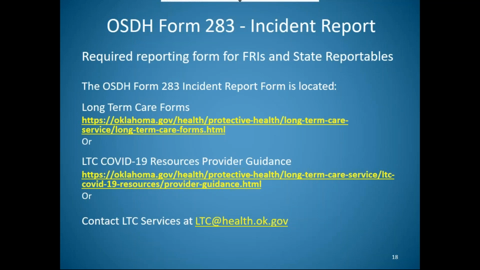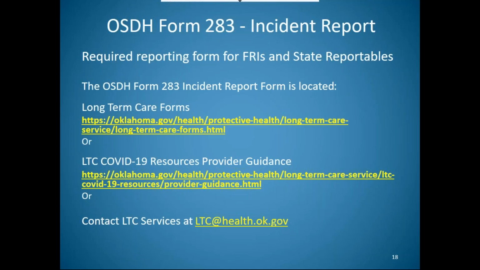So where can you find this OSDH form? Remember, this is required for all Oklahoma state reportables. It can be located by going to the OSDH website, going to long-term care, and there will be a tab for long-term care forms. It can be located there, or on that same long-term care page, there is a long-term care COVID-19 resources provider guidance page. It can be located there.